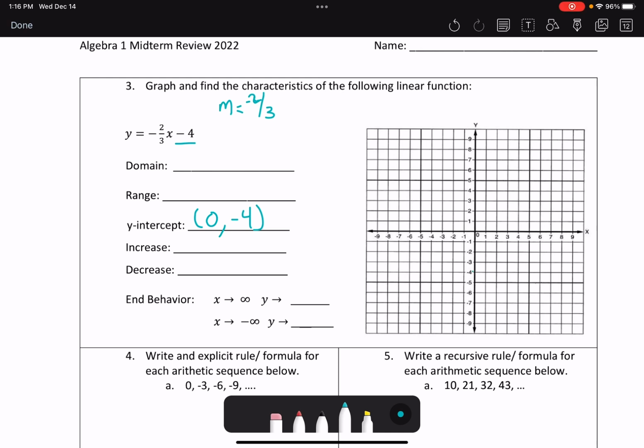So I'm starting at negative 4. But then I need to go down 2 and to the right 3. Or I can go up 2 and to the left 3. Now I just have to connect the dots.